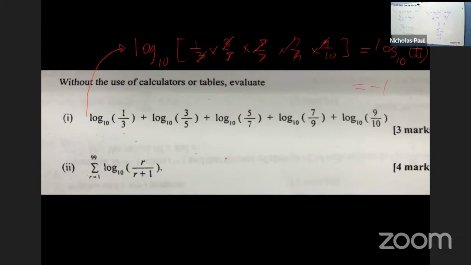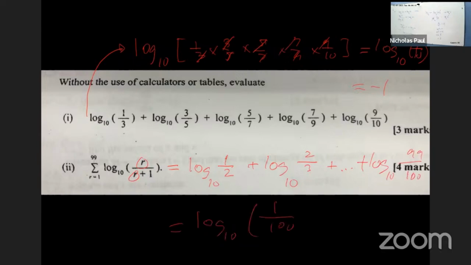All right. So what does this mean? What's the first value in this term here? When r is 1, it's 1 over r plus 1, which is 1 over 2. What's the next term? Log to the base 10 of 2 over 3. And then we go all the way until we reach 99 over 100. So what will remain? 1 and 100. This will cancel, right? You'll end up with 1 and 100, which is minus 2.